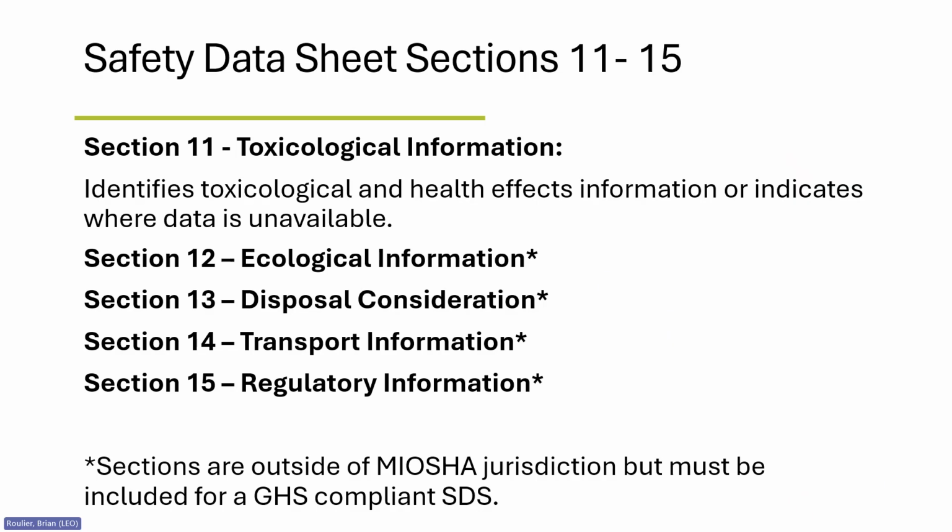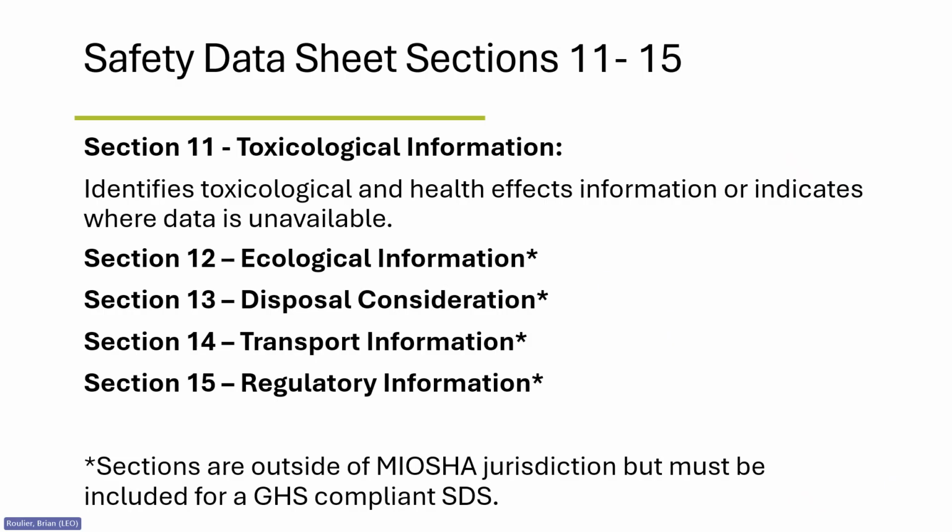Section 11 discusses any available toxicological information, including likely routes of exposure, symptoms related to chemicals, delayed and immediate effects, and information on toxicity and more. Sections 12 through 15 are not under the jurisdiction of MIOSHA since they address ecological and transportation concerns. We will quickly discuss them so you're aware of these sections though.